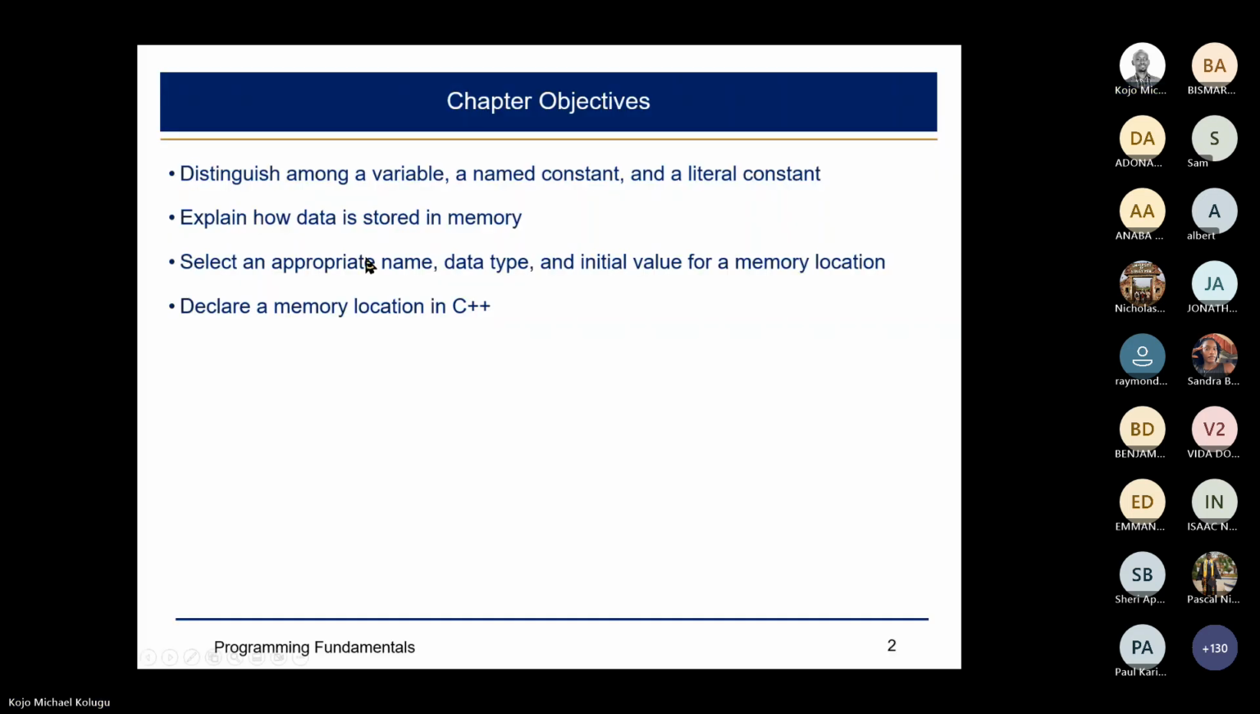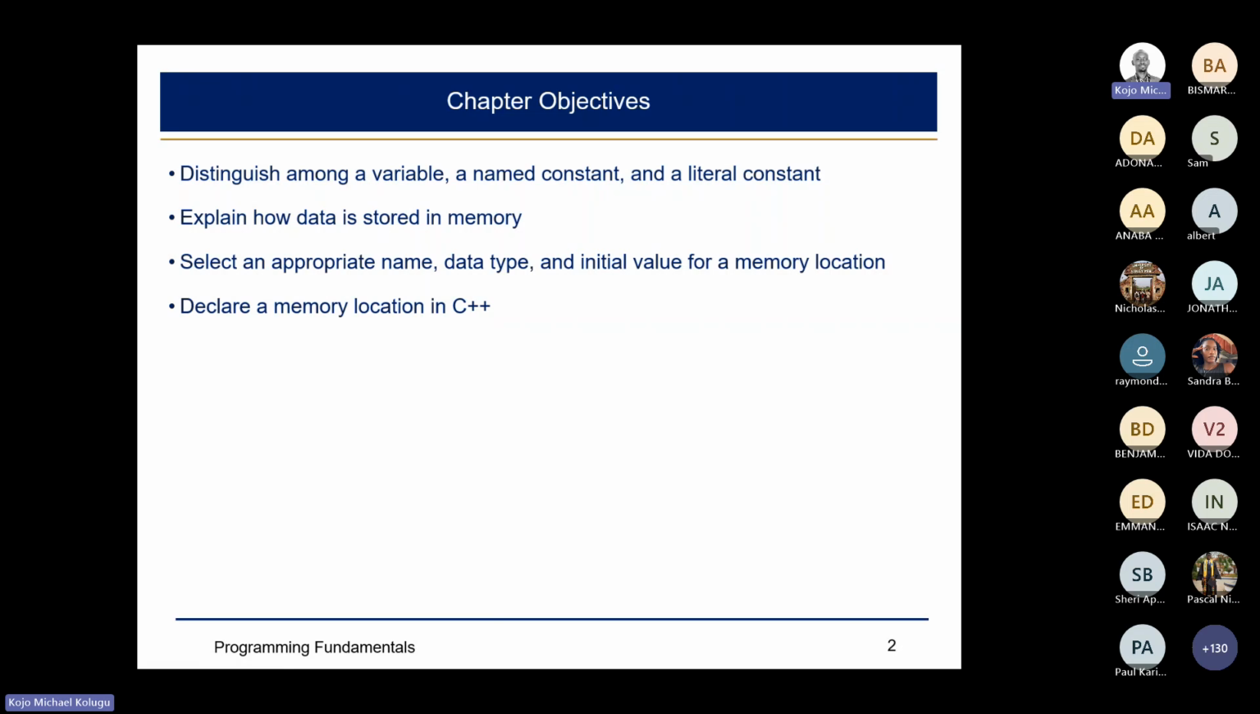So in this particular chapter or session, we are going to distinguish between named constants and literal constants. And then we explain how data is stored in memory. Very important. And then we'll select an appropriate name, data type, and initial value for a memory location. And then after, we'll look at how to declare a memory location in C++. So these are the things that we are going to do. It's going to be fun, right?